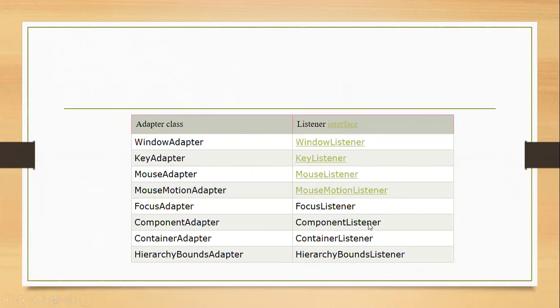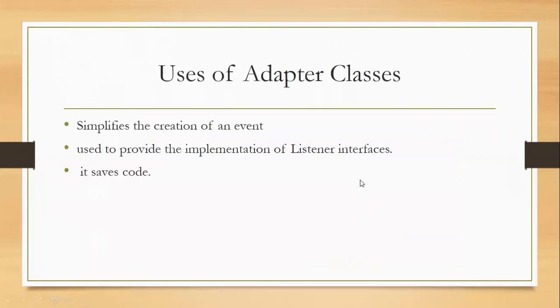What you see here are the main adapter classes and listener interfaces. The things are very easy. The first word will be common, the last word listener here will be adapter. That's it. Now you might be wondering, why do you want to have adapter classes? Very simple. It simplifies the creation of an event.